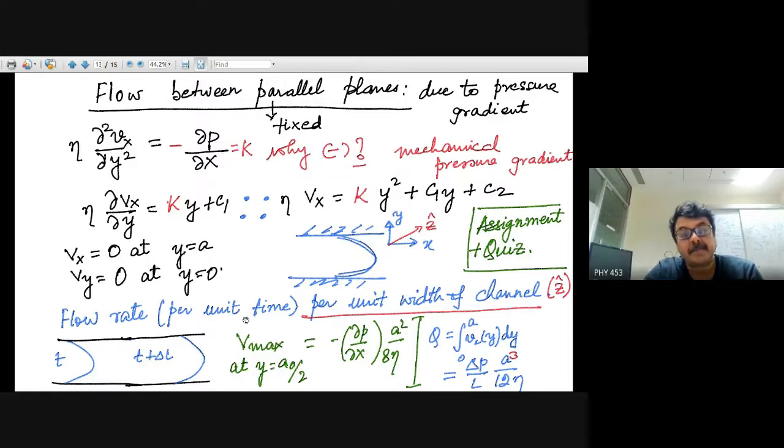So flow rate per unit time, per unit width of channel in the Z direction, is what you have to integrate in the Y direction, because in different planes you have different fluid velocities and different amounts of fluid flowing. Hence Vx, which is a function of Y, dy, you integrate that per unit time, and then you get this expression.